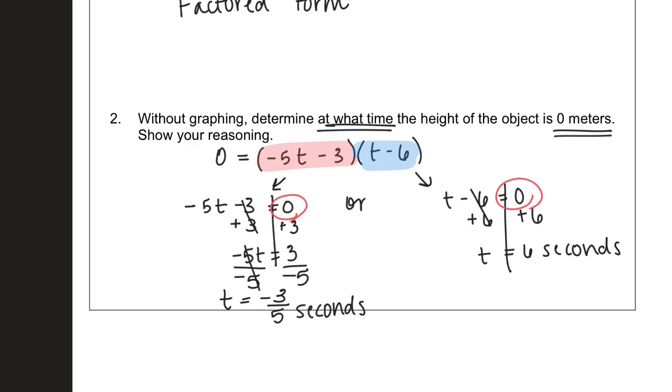But if we are thinking in terms of our context, does it make sense to have negative 3/5 seconds? If you're launching something, your time is going to start at 0. So just like in previous units, we cannot have negative time. So that means our object would be at 0 feet at 6 seconds. Mathematically, this still works, but in terms of the context, we cannot have a negative amount of time, so that means it has to be 6 seconds. If you have any questions, make sure to write those down.